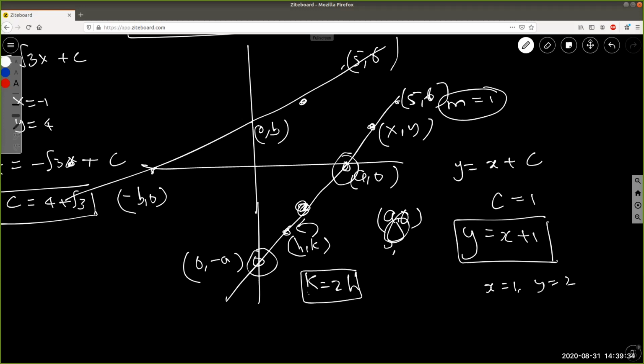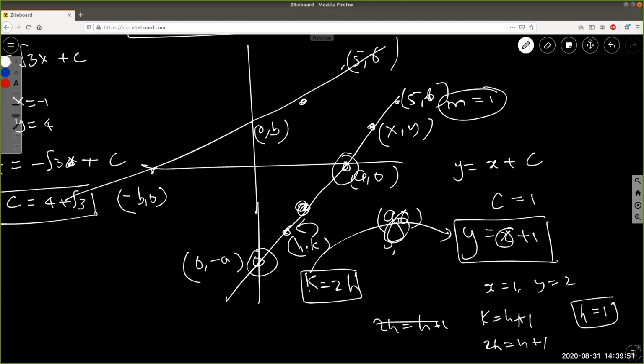The value of k and the value of h will satisfy the line, so k is 2h, so 2h is equal to h plus 1, correct? Basically k is equal to h plus 1 because it is lying on the line, and because k is 2h, 2h is equal to h plus 1. So how much is h? H is 1. So what is the point? 1 comma 2.